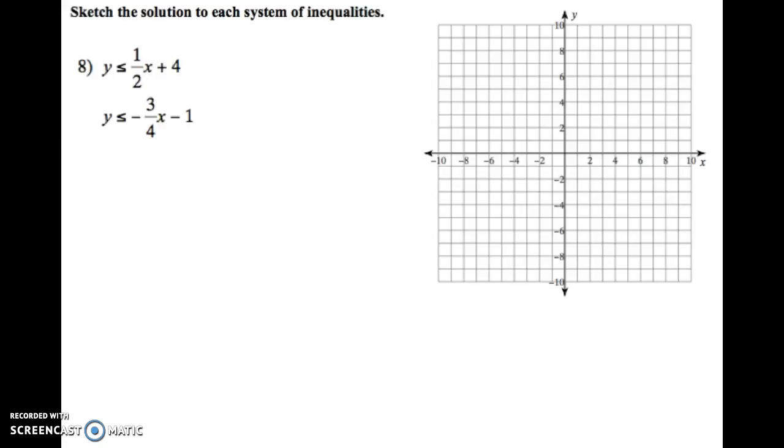Number 8 is going to work in similar fashion. So on the top equation, we got the +4 for the b, so we start with 4 on the y-axis. Slope is 1/2, so we're going up 1 and over to the right 2. Put in lots of points because we've all seen me draw lines.